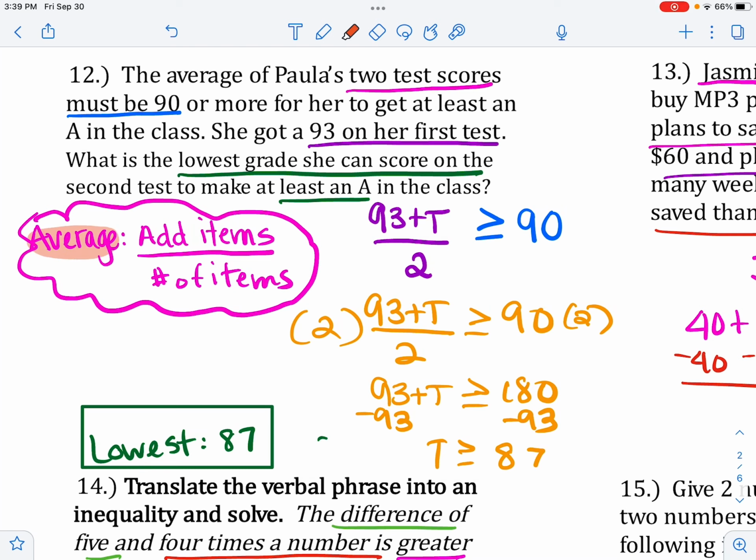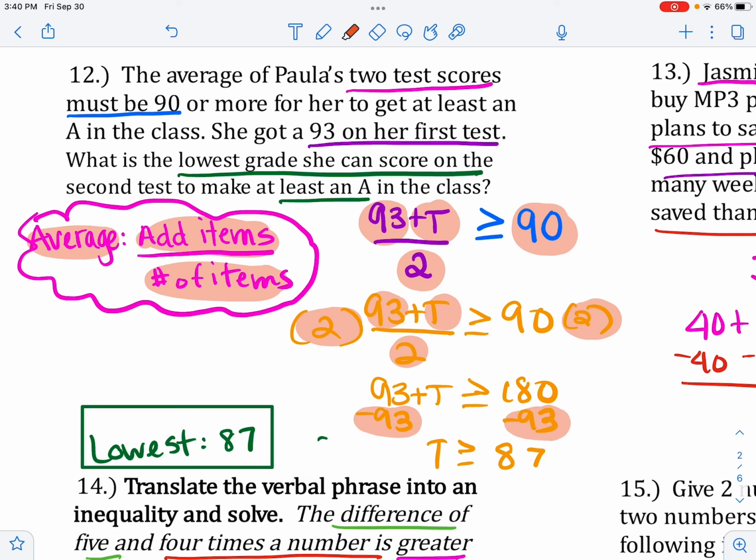And an average is when you add up your total items and you divide by the number of items that you added. In this case, we have 2 tests, that's why we're dividing by 2. We know the value of the first one is 93, and the second one we're solving for, and we have to divide by 2. Now we want to have at least an A, which is 90, but it'd be great to have more than that. So now we solve using our inverse operations, dividing off the 2 from both sides. Then we subtract 93, finding out that the second test has to be equal to or greater than 87, but the lowest it can get is 87.